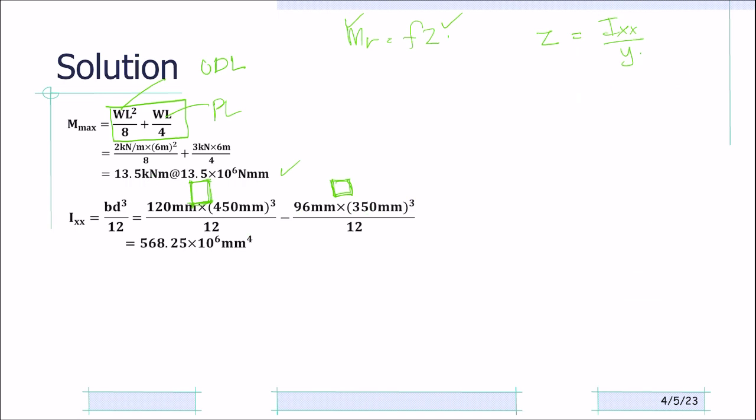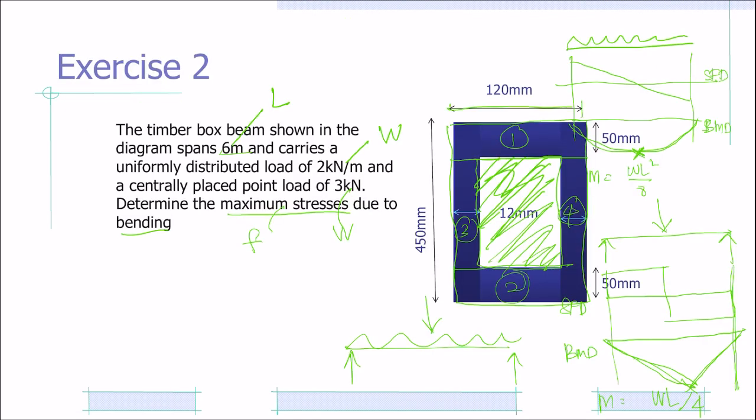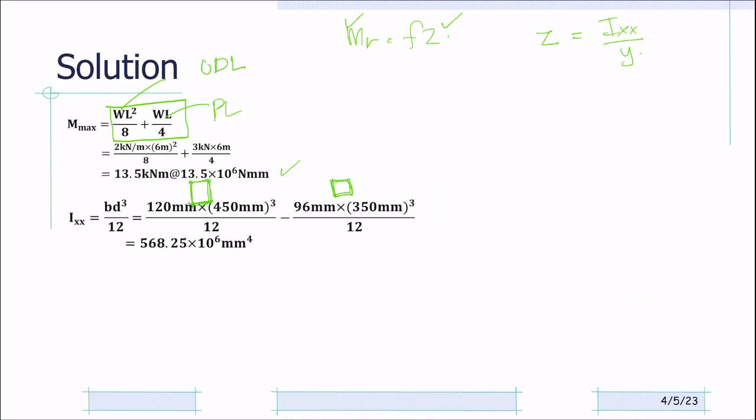For IXX, the kotak luar breadth is 120. Okay, dia dah bagi, the breadth is 120, and the depth is 450. Therefore, 120 times 450 cube divided with 12, because you pun tahu the formula for IXX is BD cube divided with 12 plus AH square. However, AH square ni kita takkan kira lah, since dia tak ada value of H. Sebab dia center, dia symmetrical, and kita ambil dia as a one whole rectangle.